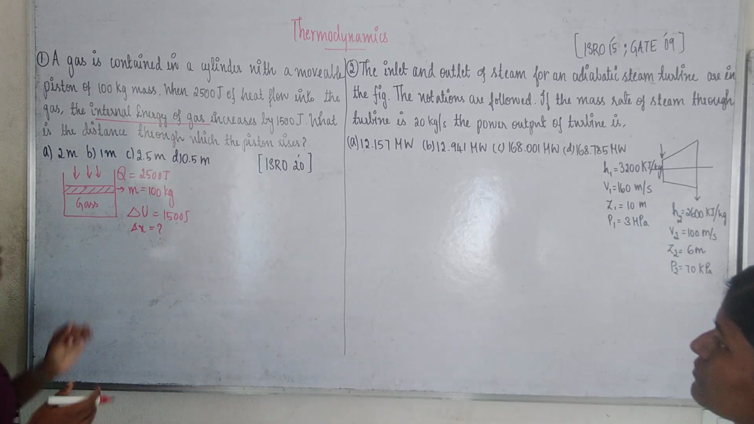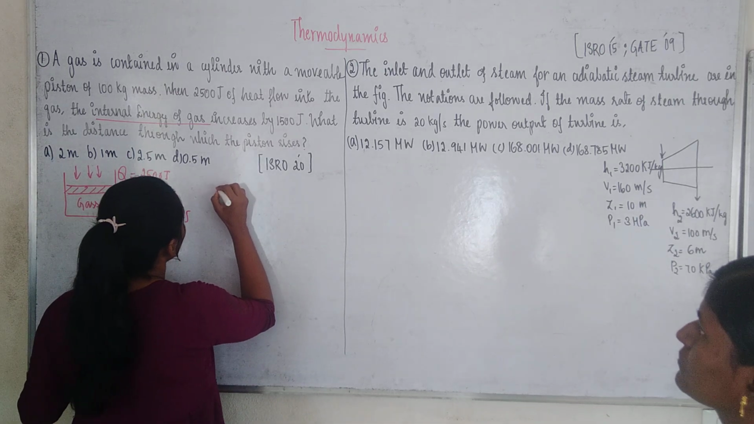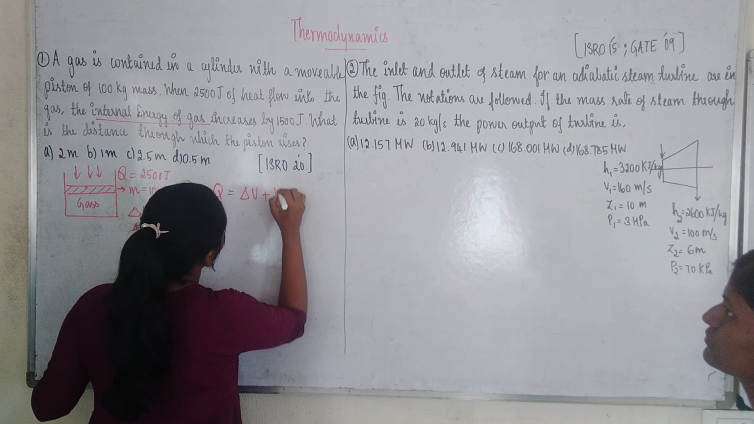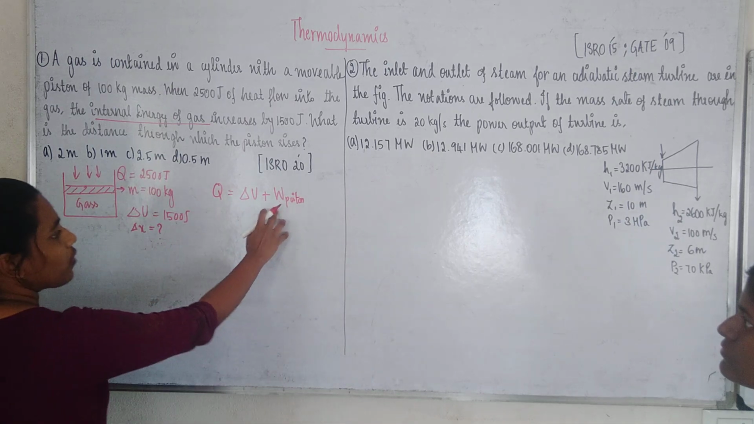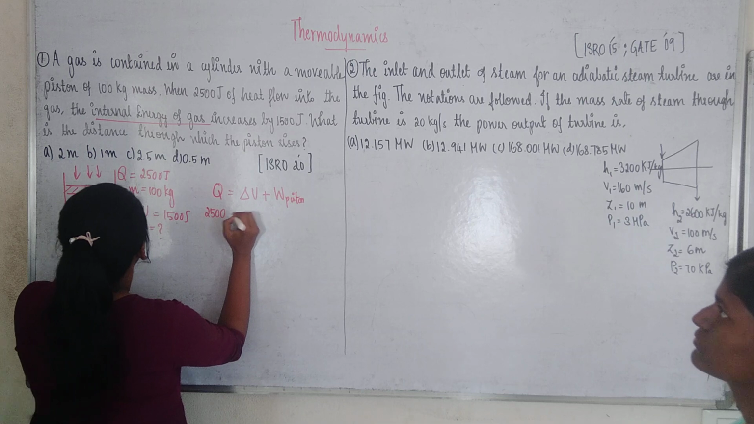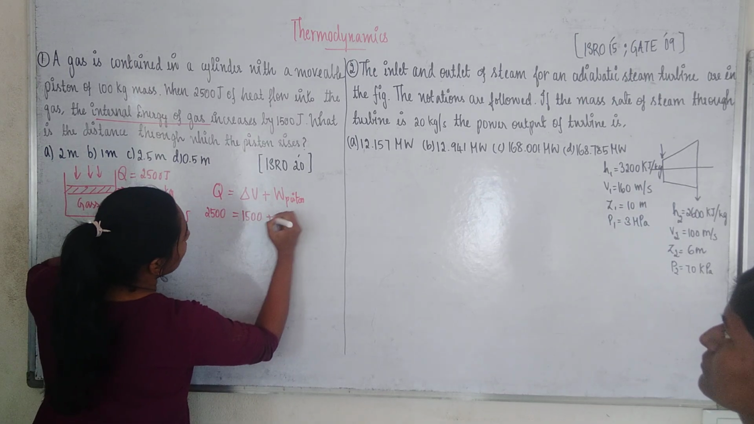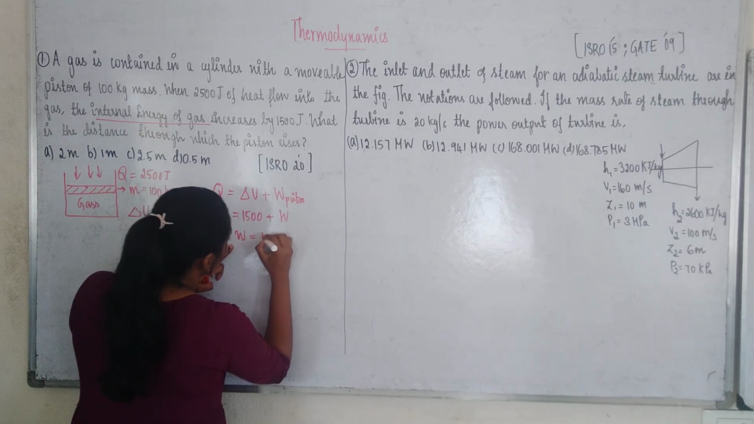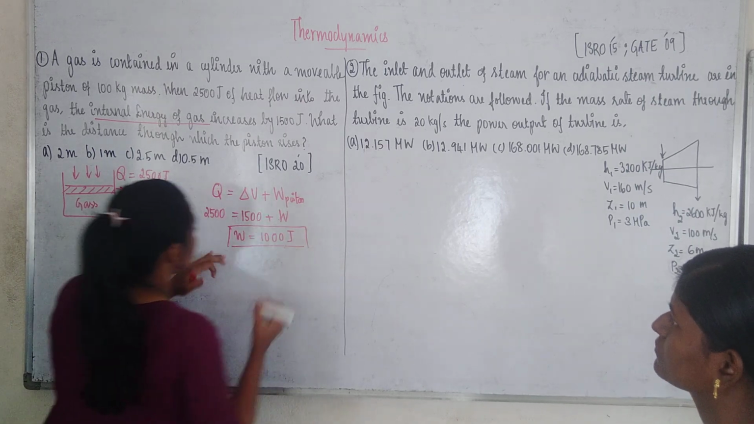So from this we will apply the first law of thermodynamics. According to first law of thermodynamics, Q is equal to delta U plus work done on the piston. Since here it is piston, we take work done on the piston. So Q is given 2500 joule and delta U, internal energy, is given 1500 plus work done. So from here we can calculate work done. Work done is equal to 1000 joule.